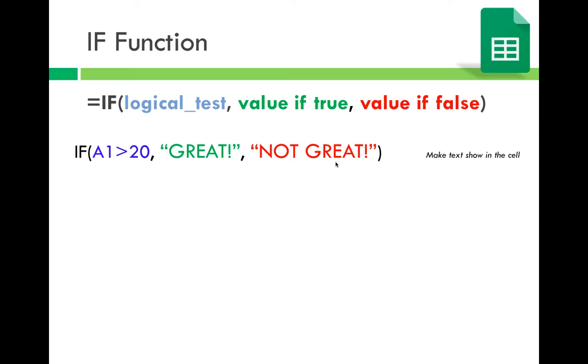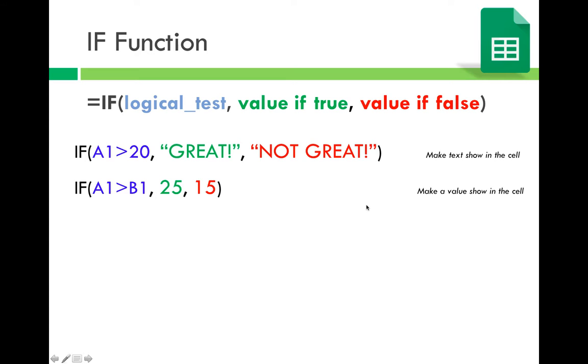All you have to do is put whatever message you want inside quotes. So here's an example, here's a test. If this statement winds up being a true statement, do what it says in the second argument. If this is a false statement, do what it says in the third. So you can make text show up in the cell. You could make a number show up in the cell.